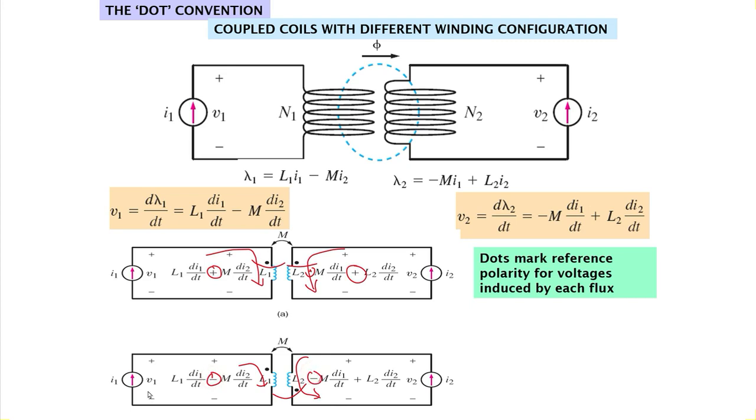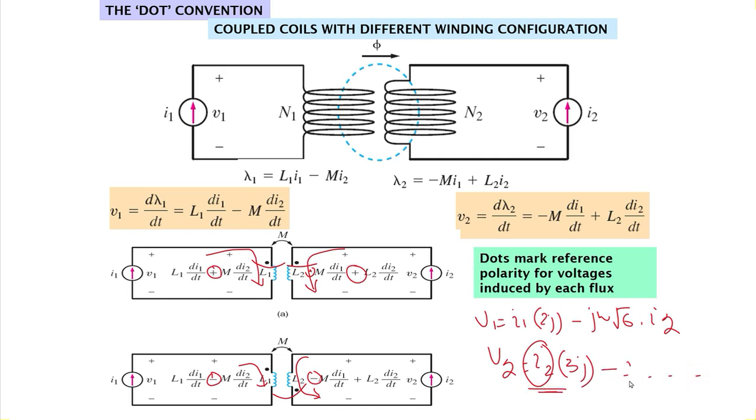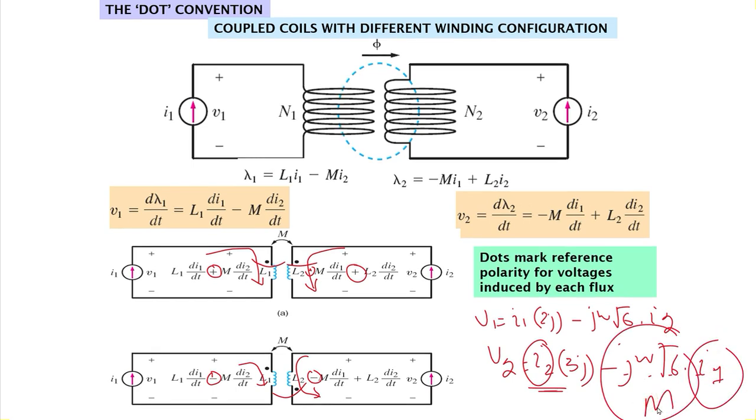So in this case, if we write the equation, what would we write for the same problem? We will write V1 is equal to I1 into 2j minus j omega under root 6 into I2. Similarly, V2 is equal to I2 into 3j. I am using I2 directly here. This should be here, but I am using it in this place. And minus j omega under root 6 into I1. So j under root 6 is our M and j omega M, and I1 is from current. So this is from current, this is M12, this is M21. Okay, so I hope you got the idea.